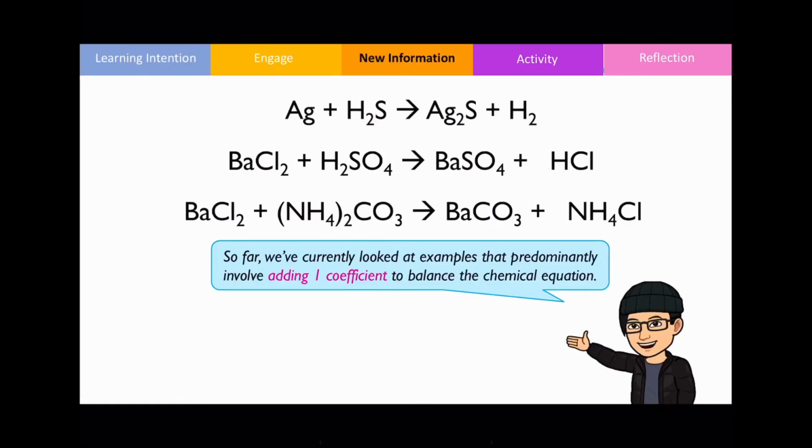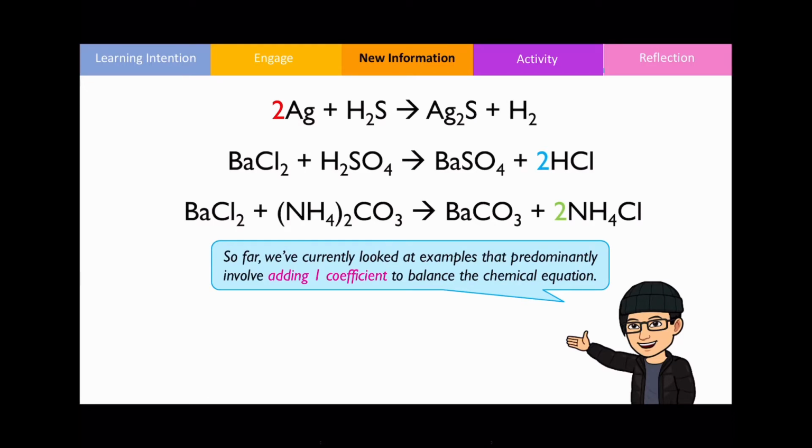Now, during remote learning, I've previously taught you how to balance chemical equations, okay? And we said that we needed to balance chemical equations because everything needs to follow the law of conservation of mass. But in that particular video, we've mainly looked at examples where you really only needed to include one coefficient, meaning one number in front of a chemical or substance. So if we look at these three examples over here, we only really need to add in one coefficient to balance the full chemical equations.